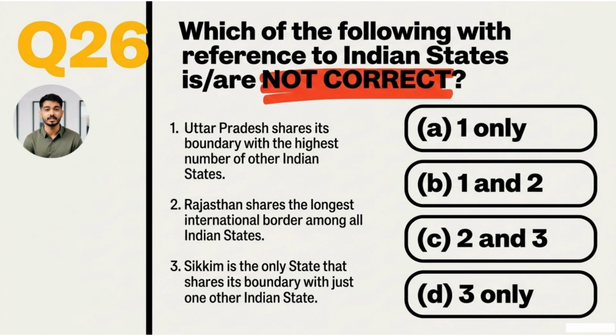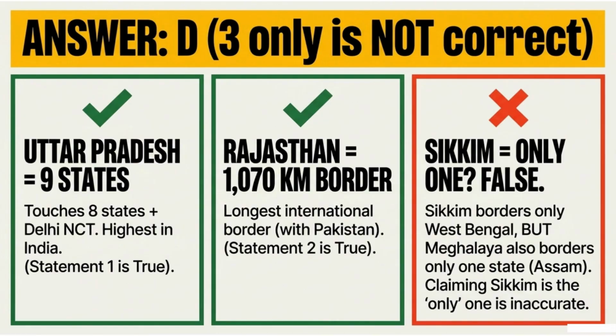Moving on to question 26. Which of the following with reference to Indian states is/are not correct? 1. Uttar Pradesh shares its boundary with the highest number of other Indian states. 2. Rajasthan shares the longest international border among all Indian states. 3. Sikkim is the only state that shares its boundary with just one other Indian state. Answer is option D, 3 only.